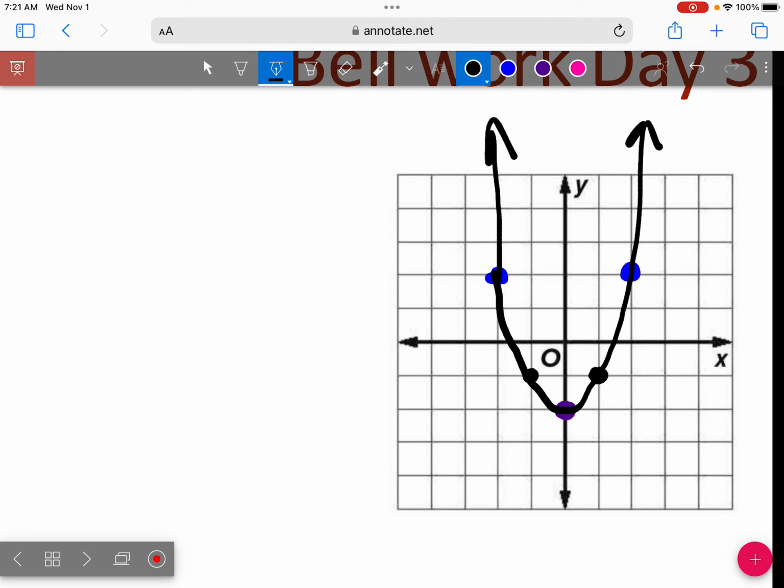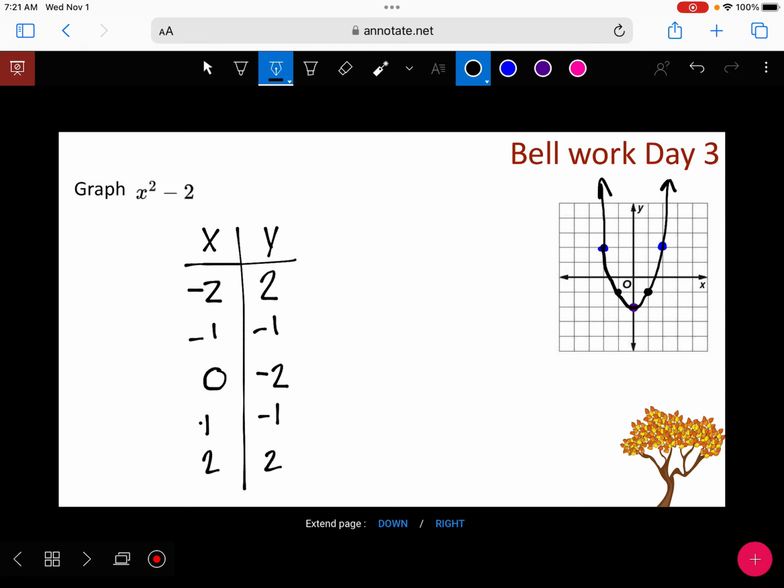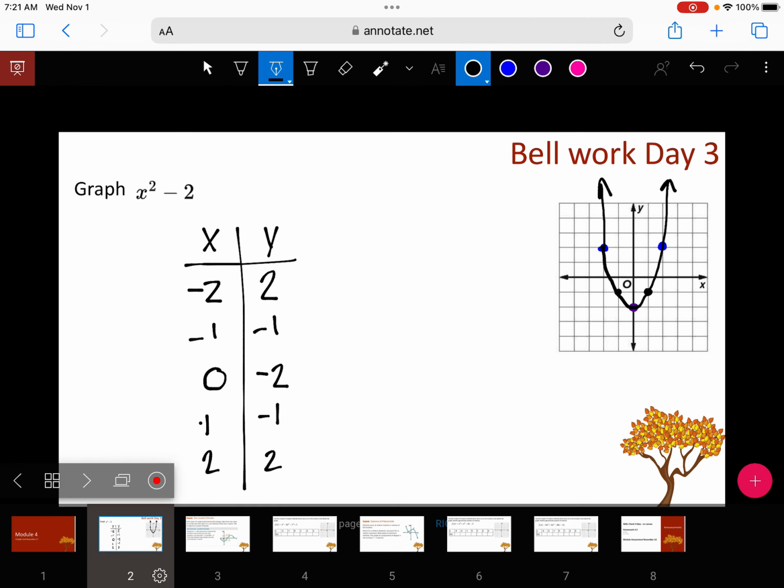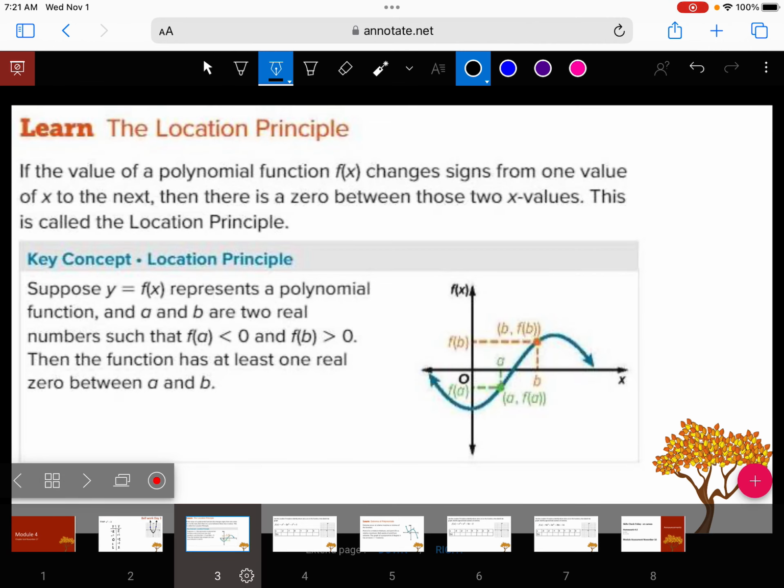Okay, questions on the parabola stuff? Okie dokie. Because I'm going to put up one of those formal definitions for us, so it's going to have a paragraph. This is, again, a screenshot from the textbook. It is called the location principle.